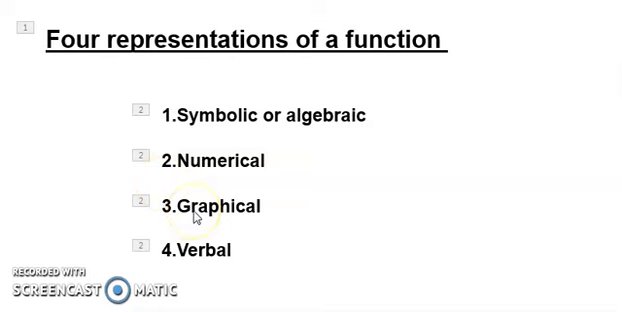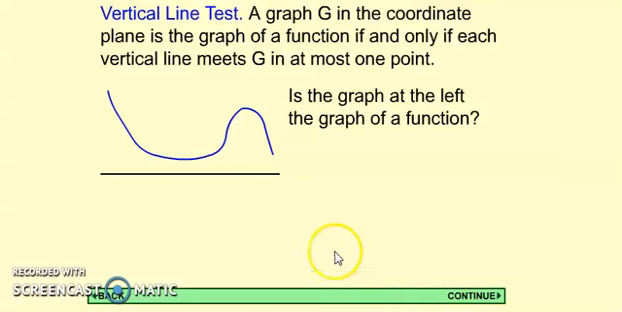Now the third representation type is graphically. How can we deduce whether a given graph is a function? The given graph shows that it is a function or not. So we'll be using a vertical line test to check whether the graph given represents a function or not.